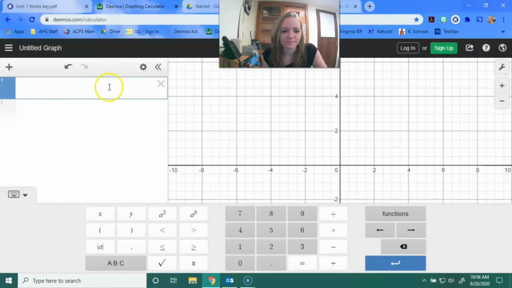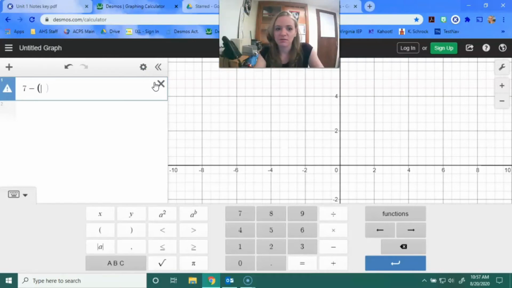All right, so we're going to start with this. We're going to do number 3. So take a look at number 3, and then we're just going to put this in the calculator. 7 minus, and I'm using the Desmos calculator, so that way you can see it on the computer. And we are going to have to get familiar with Desmos. So the absolute value is right here.